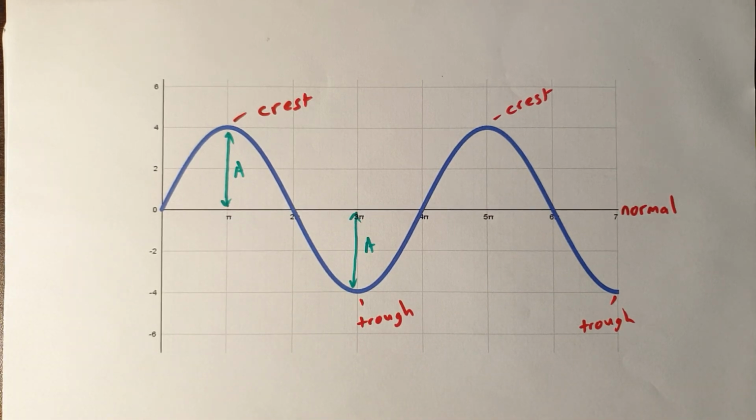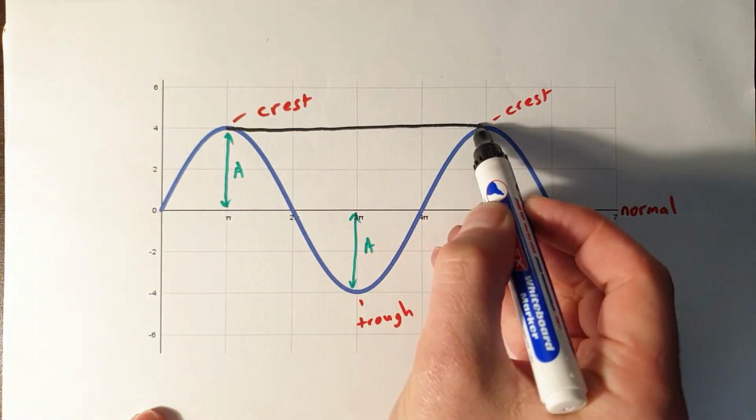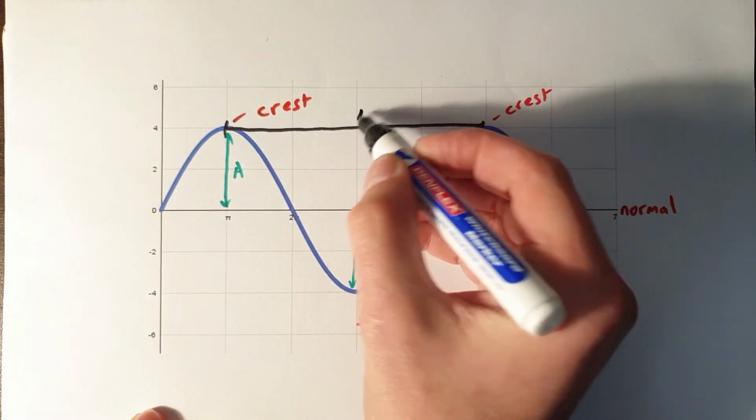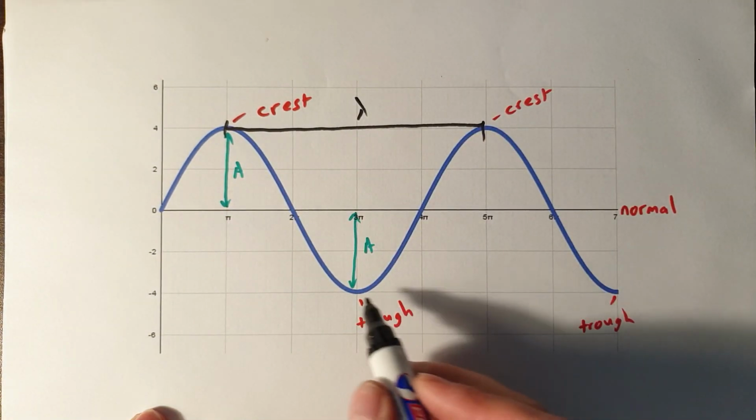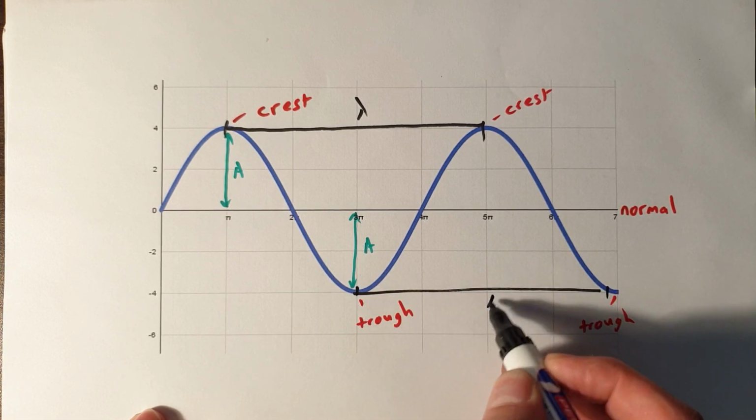The last thing that we get here is the wavelength. Now, wavelengths I find quite interesting because it is the distance between crest to crest or trough to trough. So that could be from crest to crest is a wavelength, and from trough to trough is also a wavelength.